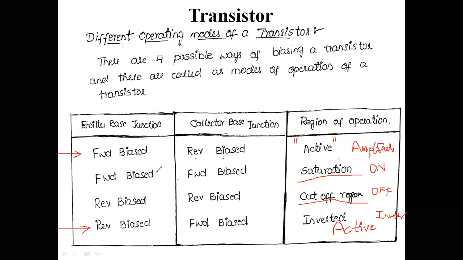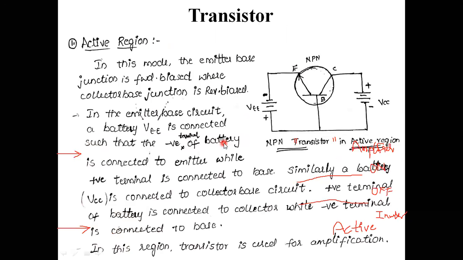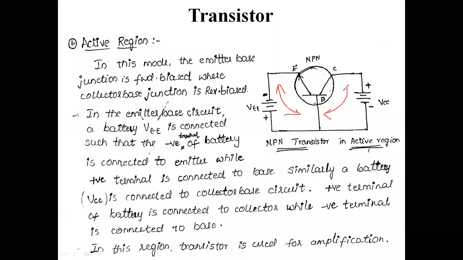Okay, this is about regions of operation. Next, the first region of operation, active region. In this mode or region, the emitter base junction, this junction, is forward biased and the collector base junction is reverse biased.